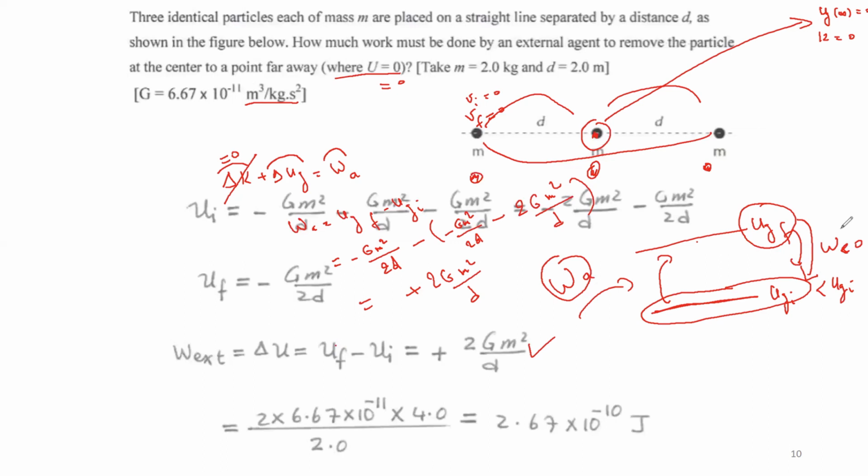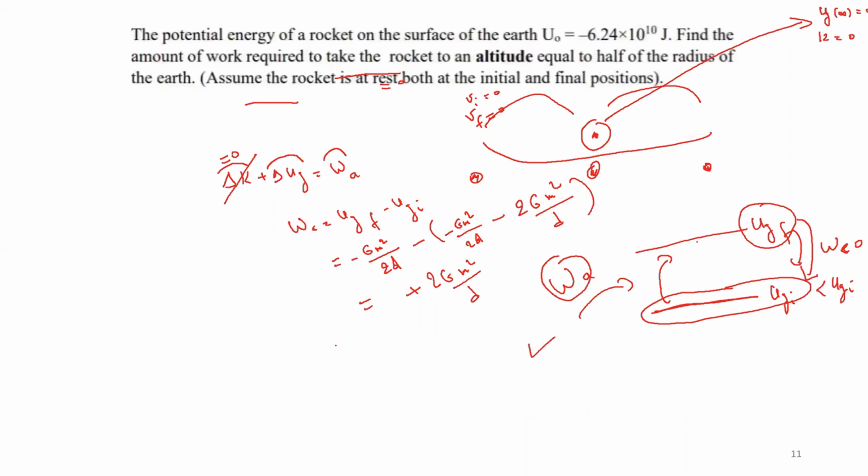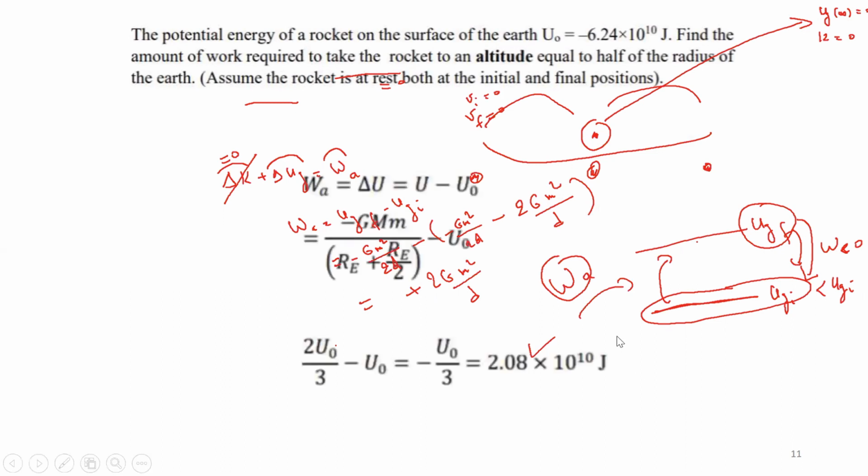And that work is negative means I'm bringing the system to a lower energy state. Free particles attracting themselves is more stable than two particles attracting themselves. And the work is negative. And of course, it will be minus the work that I calculated. Okay, now let me go to this problem here, which is extremely important as well.